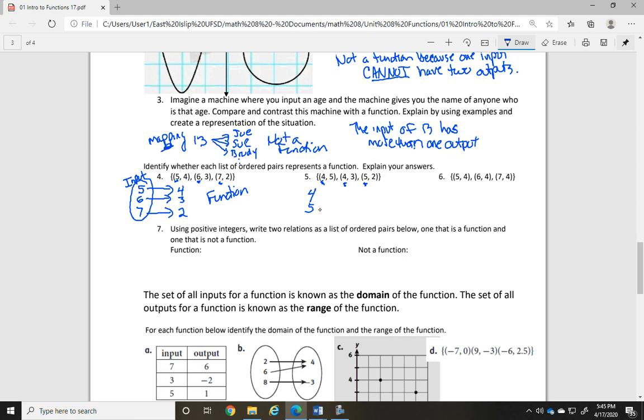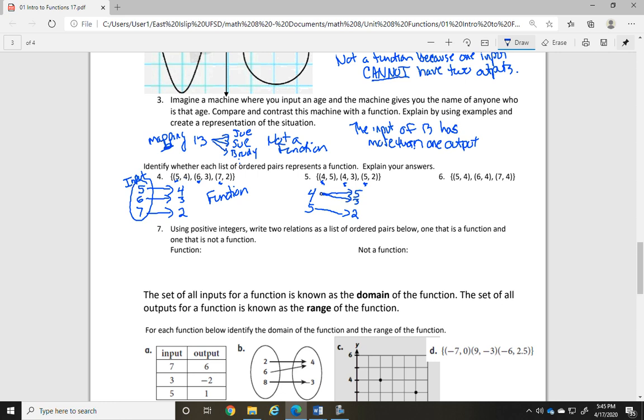So this is listing the different possibilities for our inputs. And then I can list the different possibilities for the outputs. I see a 5, 3, and a 2. Oh yeah, 5, 3, and 2. 4 goes to 5. 4 goes to 3. And 5 goes to 2.